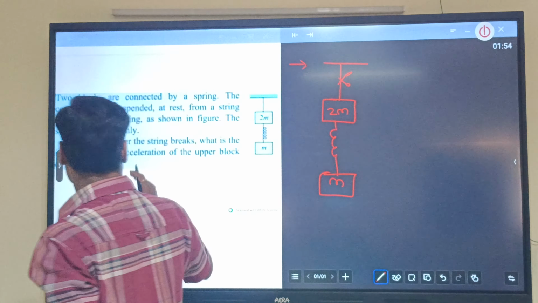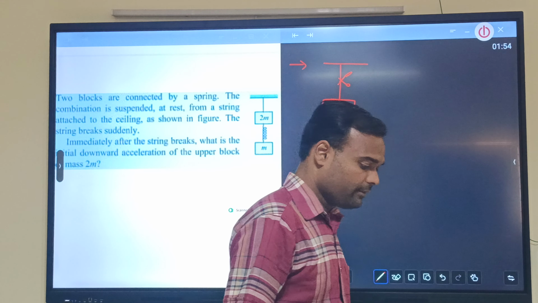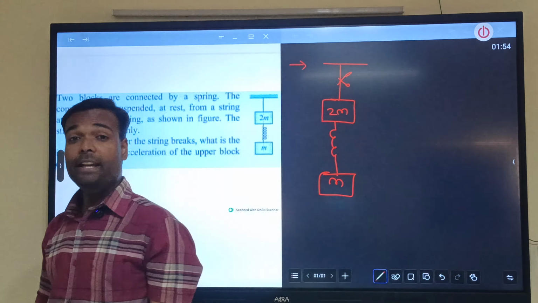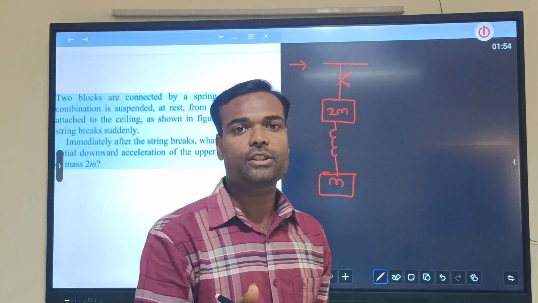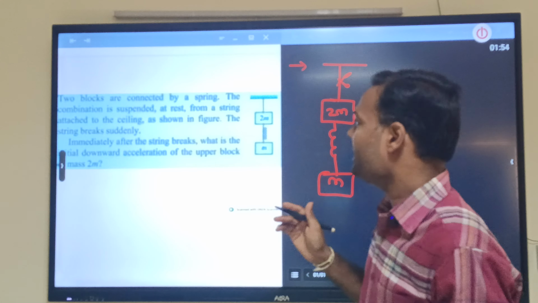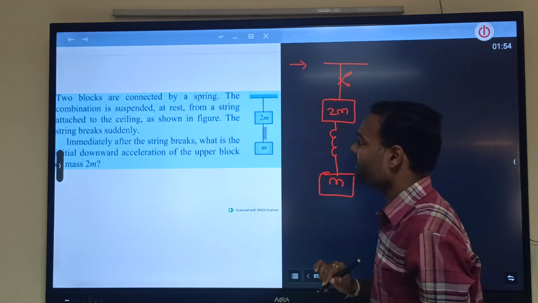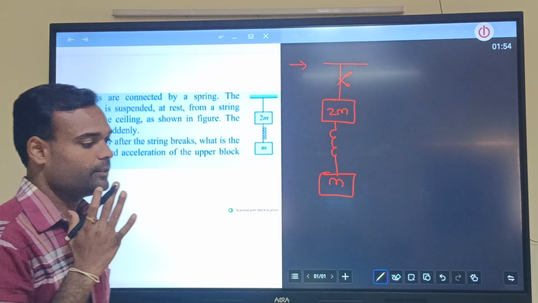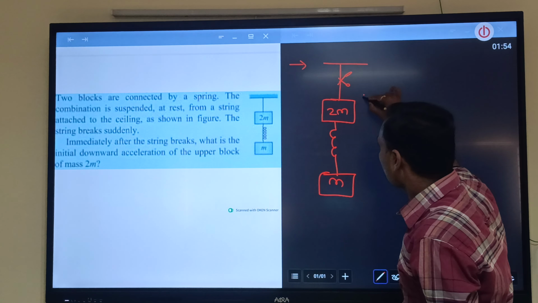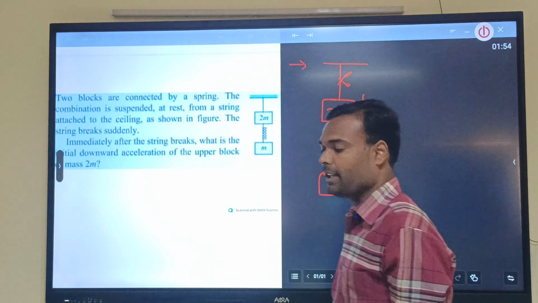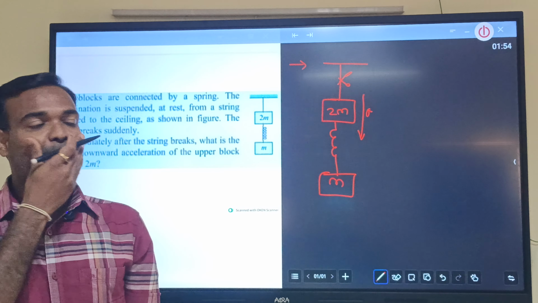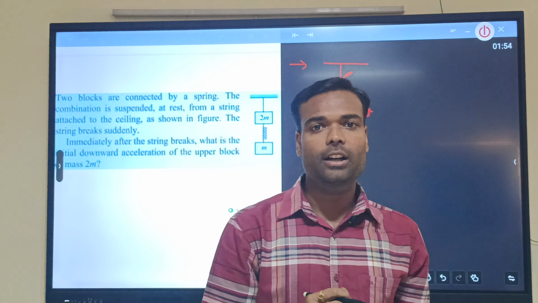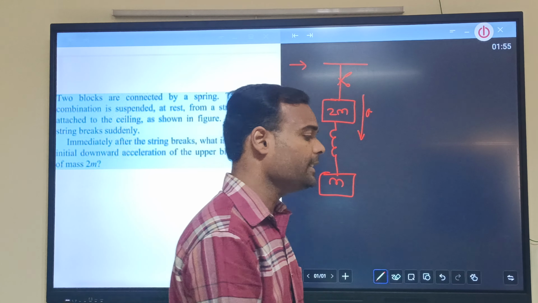Suppose immediately after the string breaks. Whenever you are reading a question, understand these terms, which are most important. Immediately means a fraction of a second. Immediately after the string breaks, what is the initial downward acceleration of the upper block of mass 2m? Now after the string breaks, what would be the acceleration of the 2m mass? See here, for this type of question you have to draw free body diagrams. This is one of the most important practices.